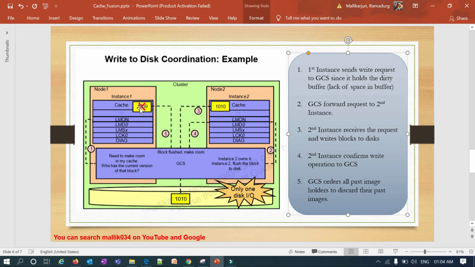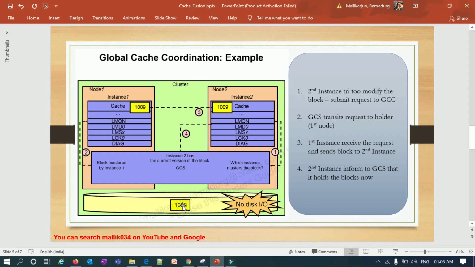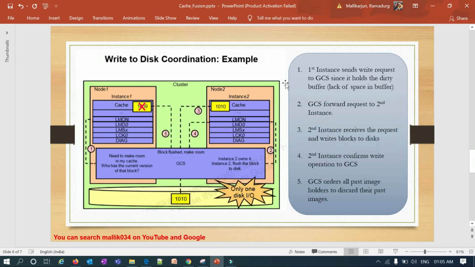The first instance holds what I can call a past image, because this was 1008 earlier. If I go back to the previous slide, 1008 was modified to 1009 by instance 1, and then instance 2 modified it to 1010, and that 1010 is now the latest image. So node 1's image becomes a past image.